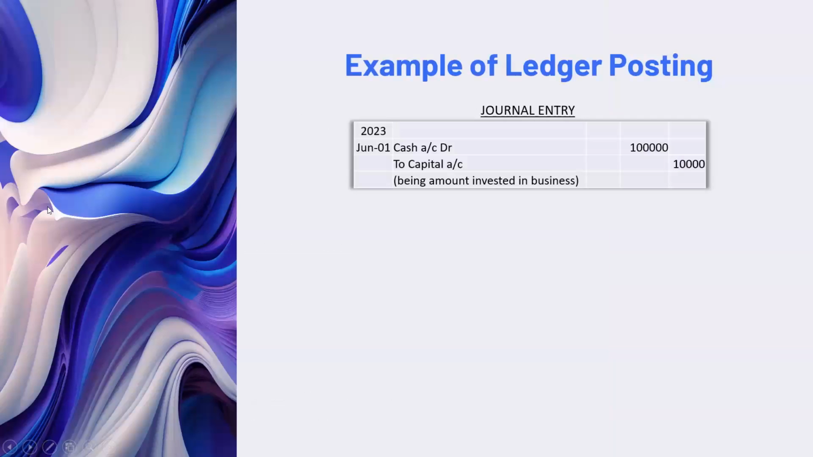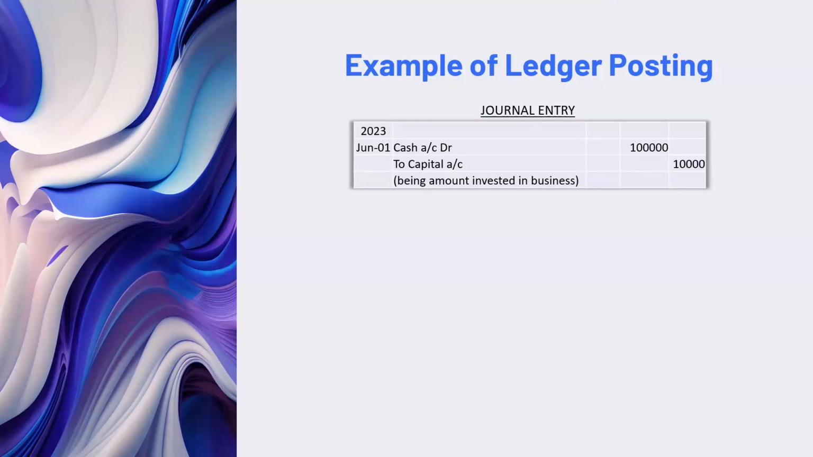So let's see how it's being posted, how ledger posting is done. I have taken one example of a journal entry, and we are going to post this journal entry into the ledger. The entry is a cash account debit and a capital account credit of 10 lakhs. The capital account is the company's owner. The owner or the proprietor has invested 10 lakhs into the business as capital.